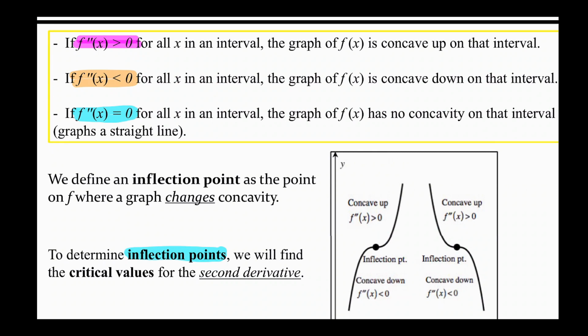Okay? So in other words, to find those points where it changes concavity, we need to find the critical values of the second derivative. So we've found critical values for the first derivative. It's the same thing, you just do it with the second derivative. You set it equal to 0. So that's what the second derivative tells us. Is it concave up or concave down?